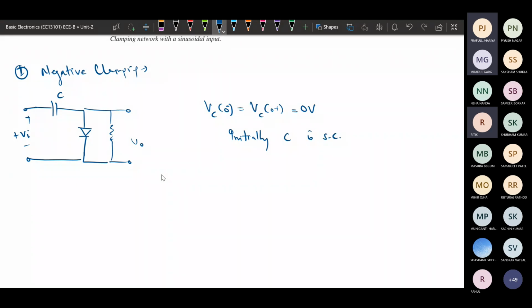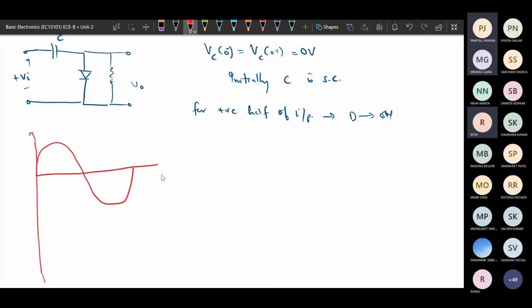So for the positive half of the input, basically this diode is on. So in the positive half the diode is on. This is the case of the input voltage. Now we will see how it is varying. This is the output voltage and this is your input voltage. Suppose this is the complete time period T, so this is T by 2, this is T, and this is T by 4.